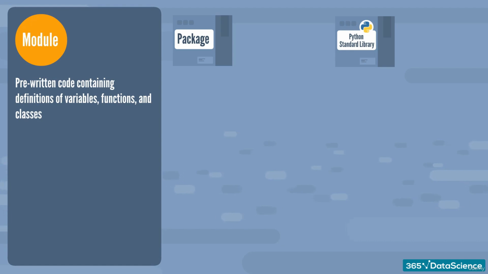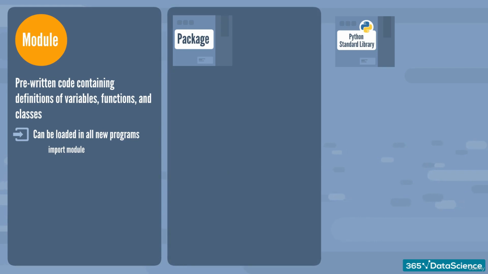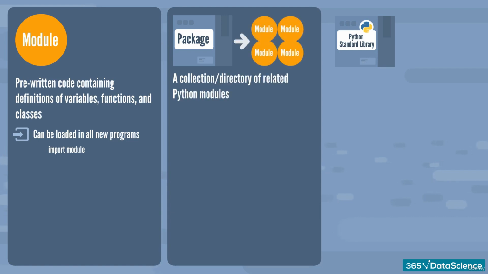Its charm lies in the fact it can be loaded in all new programs, and we don't need to rewrite the code manually at the beginning of a new program. It will suffice for us to just import this module. A package is pre-written code on a larger scale. It is a collection, or directory, of related Python modules.